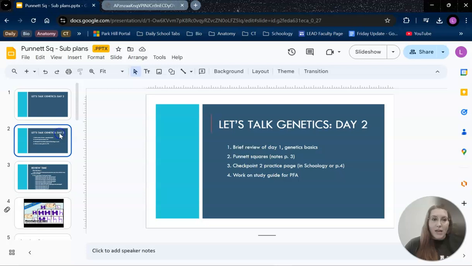Okay, here's what we're doing today. I'll give you a little rundown. Here are the slides that the sub will be showing you. We're going to do a brief review of what we learned yesterday, and then you're going to take notes over Punnett squares. You'll fill out page 3 in your packet, and then checkpoint 2, practice page. That is page 4 in your packet. And then you can work on your study guide for the PFA.